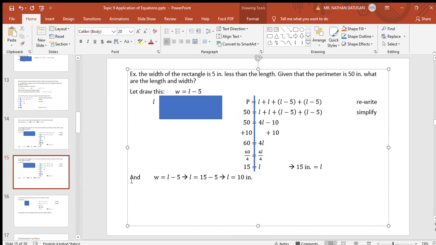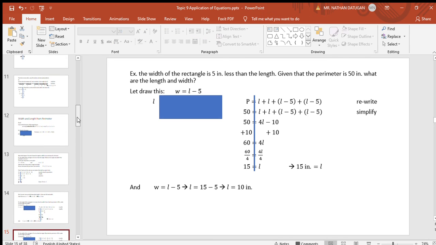Now we're not done yet. We simply have one part of the question. We still need the second part, which is the width. So in this case, W is equal to L minus 5. We simply plug in 15 for L, and you're going to get W is equal to 15 minus 5, which is 10 inches.